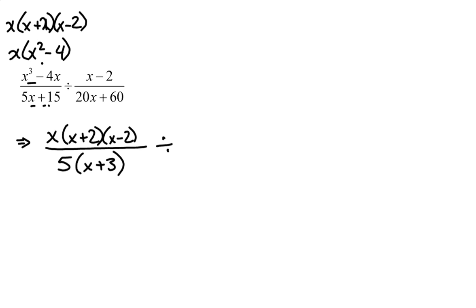That's being divided by the second rational, which is x minus 2 over 20x plus 60. Well, that has a common factor of 20 that can be factored out, which leaves us with 20 times x plus 3. Now, here's where NPVs come into play.